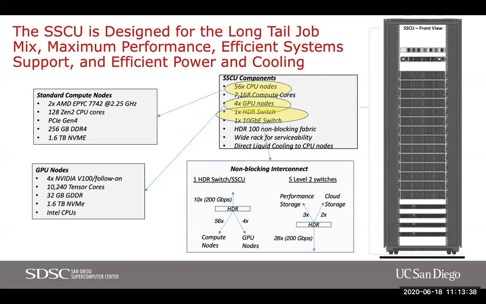As I mentioned, since you have 56 compute nodes and 4 GPU nodes, that's 60 connections going into the HDR switch. And I think it's a 40 port, so you end up with basically 10 of them going out to the second level. So you get the 3:1 oversubscription.